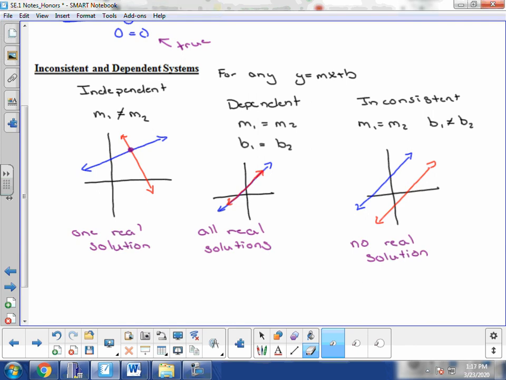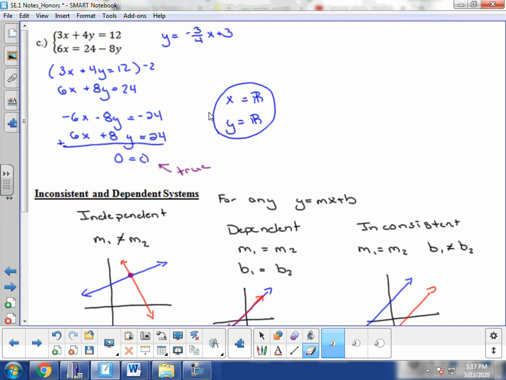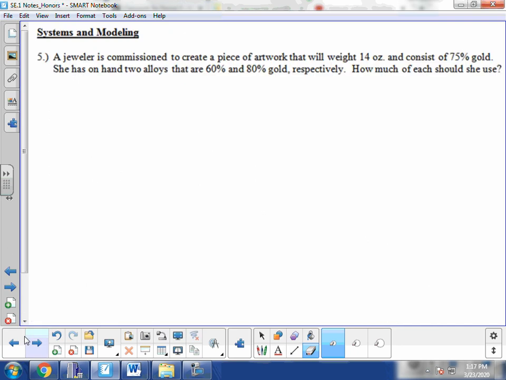Okay, so these are the 3 methods that we look at for solving systems of equations: graphically, and then using substitution, and then using elimination. Now let's go ahead and take a look at what we're focusing on here, and this is systems and modeling.